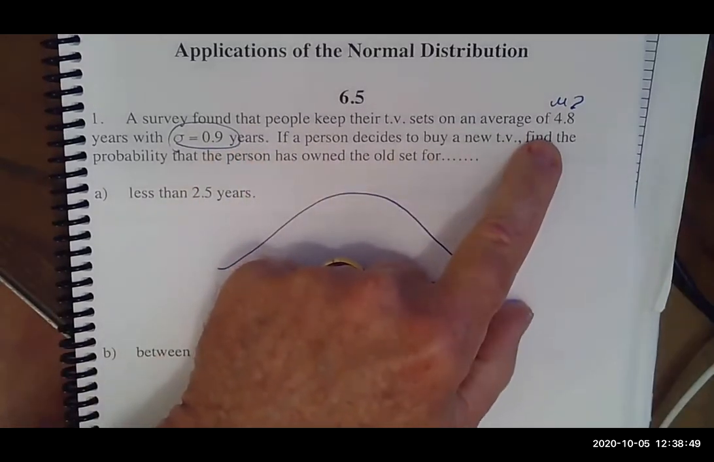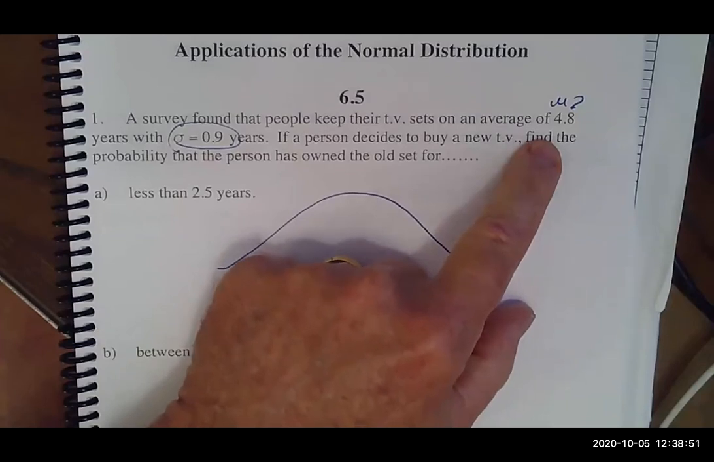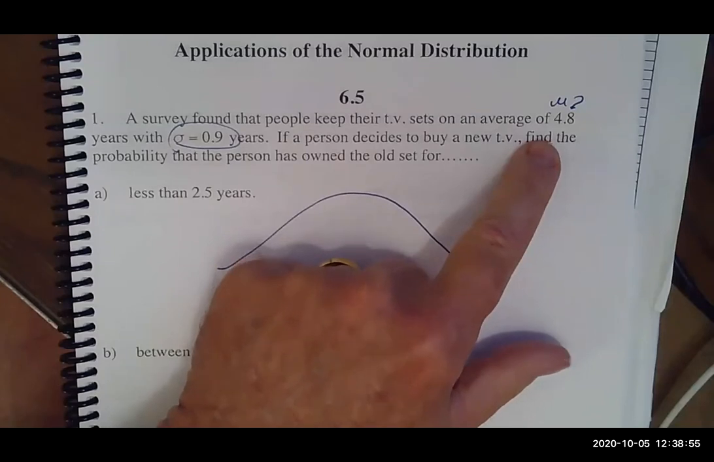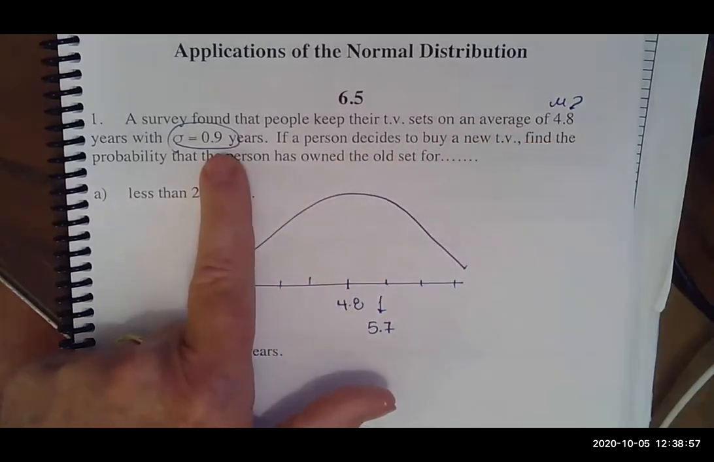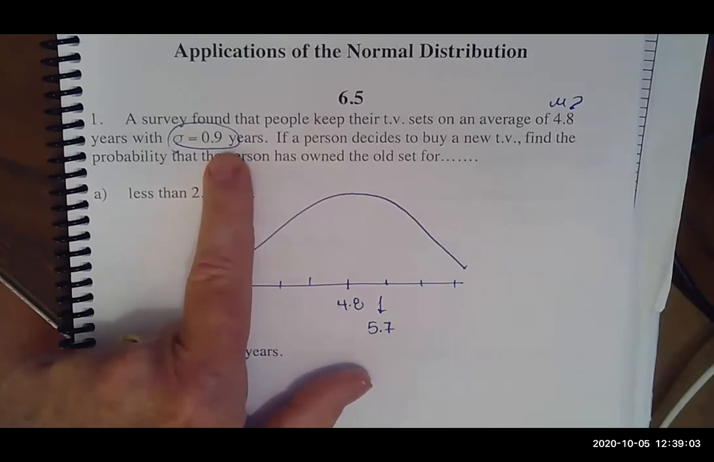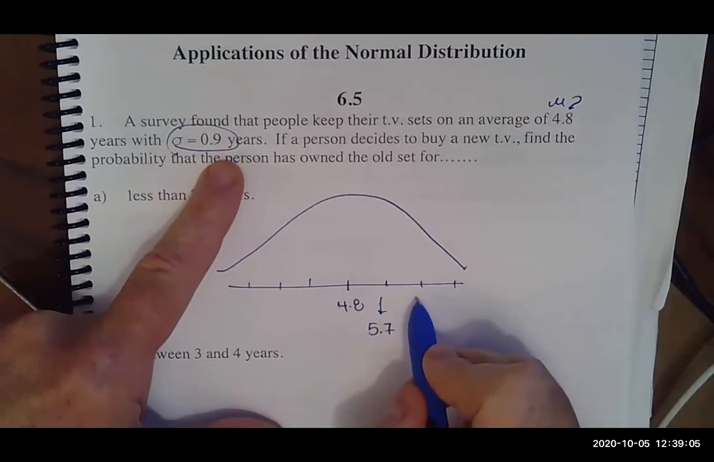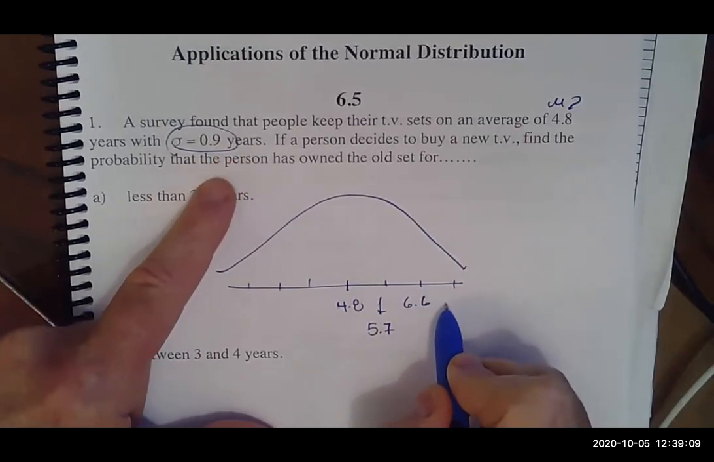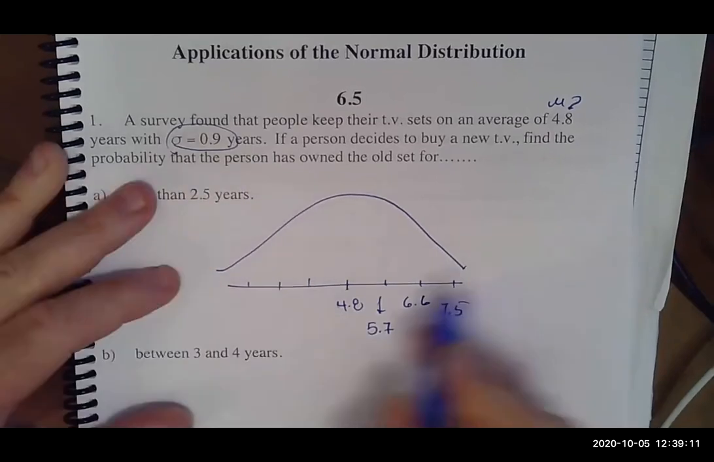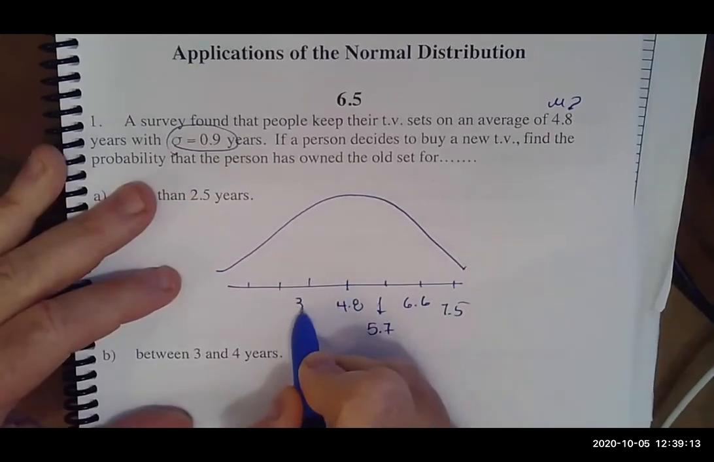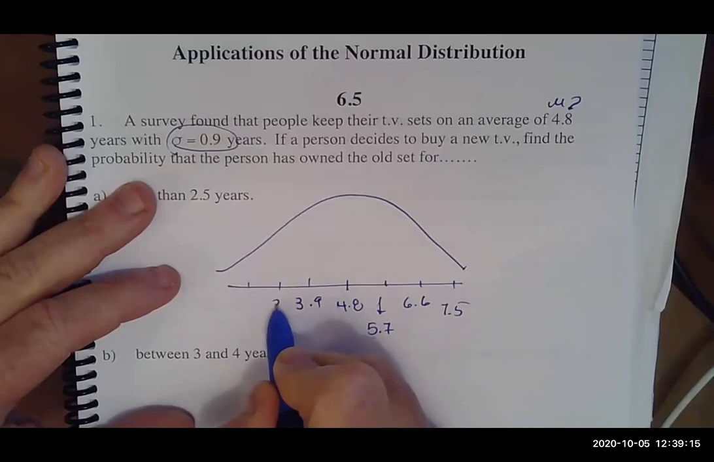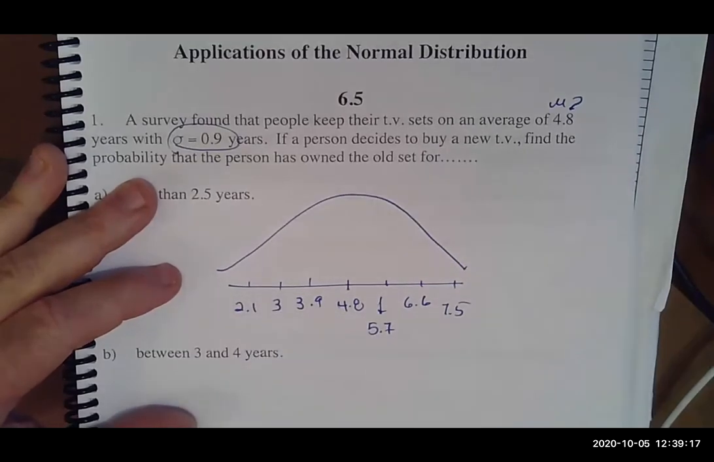And they put it in their calculator, let's say, and did a 1-var stat and came up with 0.9. They're telling you what it is from their calculator. Oh, okay, I get to use 0.9. So add 0.9 to this, that would be 6.6, and add 0.9 to this is 7.5. Subtract 0.9: 3.9, 3, and 2.1.